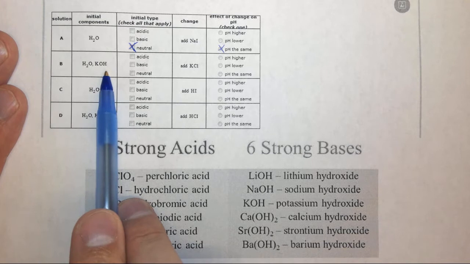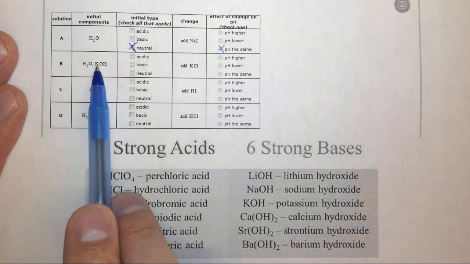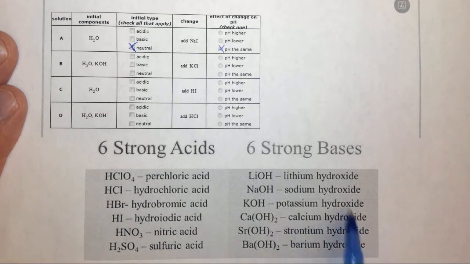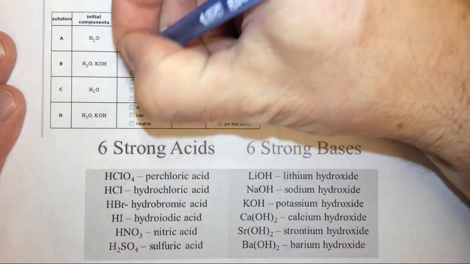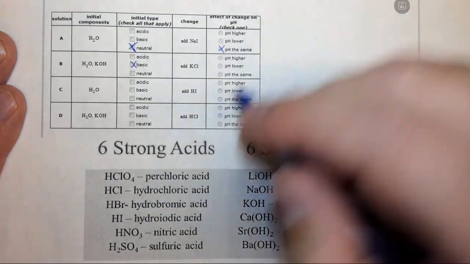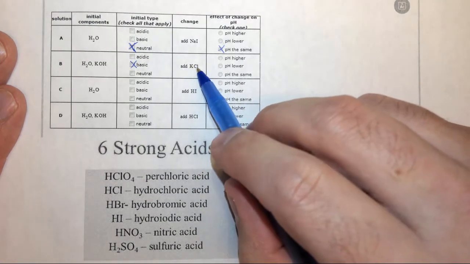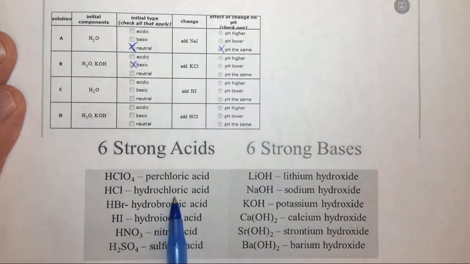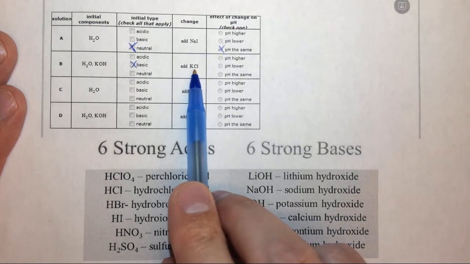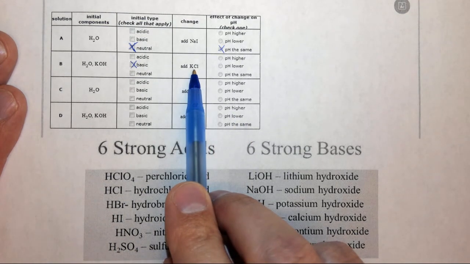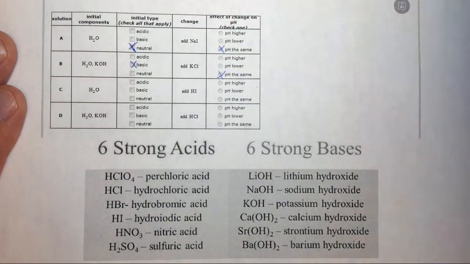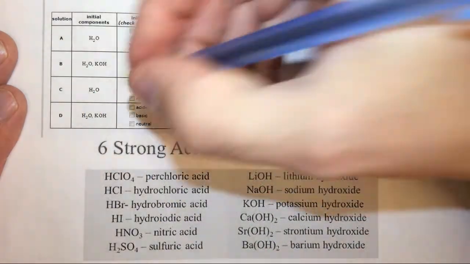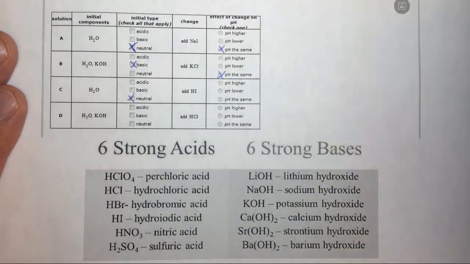Water and KOH. Well, KOH is a 1A metal hydroxide. It's a base. So therefore, if you have water and KOH mixed together, it's going to be basic. KCl. Well, KCl has Cl minus, which is the conjugate base of a strong acid, hydrochloric acid. This is just a salt again. So the pH is not going to change if you add a salt. Water. As we talked about before, of course, water is neutral.